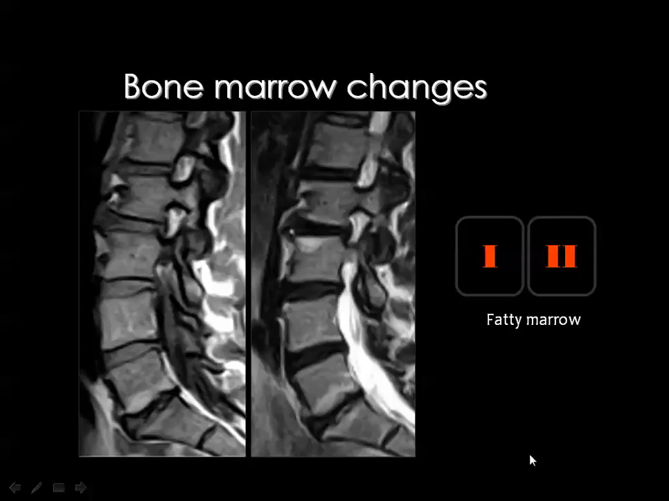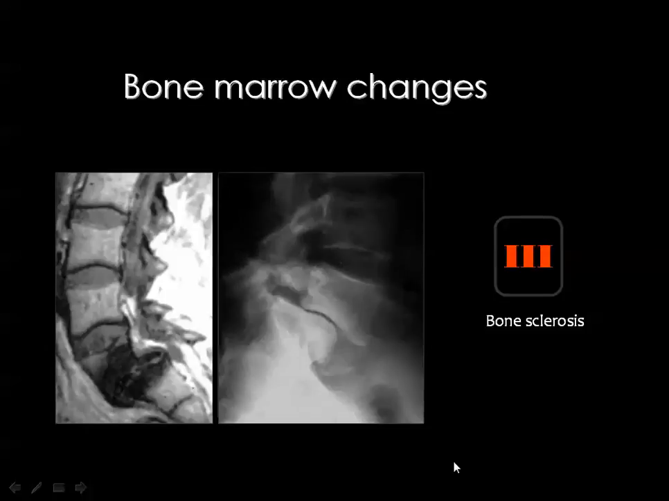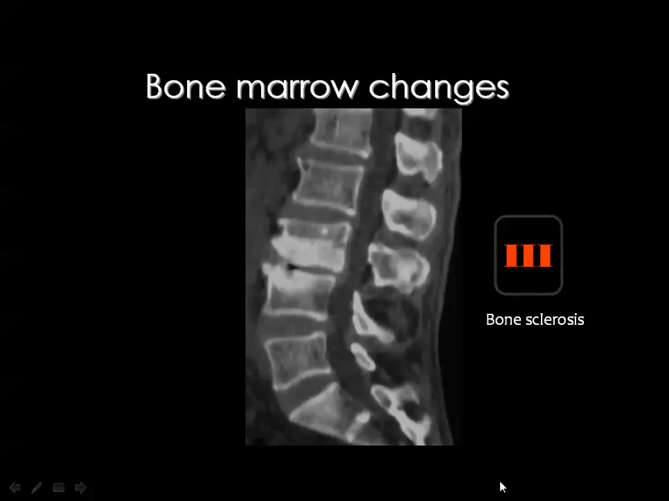Then the third type is bone sclerosis, which will appear black in the T1 and also black in the T2 because it is almost similar to the cortical bone. Then this type of bone marrow sclerosis is easily appreciated in the plain X-ray. You see, if the disc space is narrowed, then you get bone sclerosis at the opposing vertebral end plates. And you can appreciate this also by the CT images.